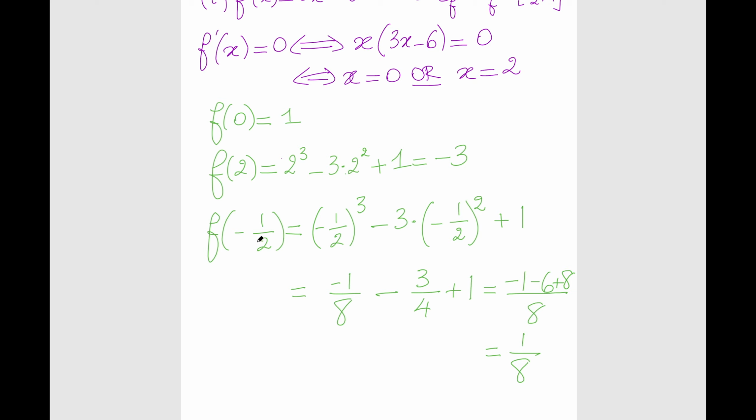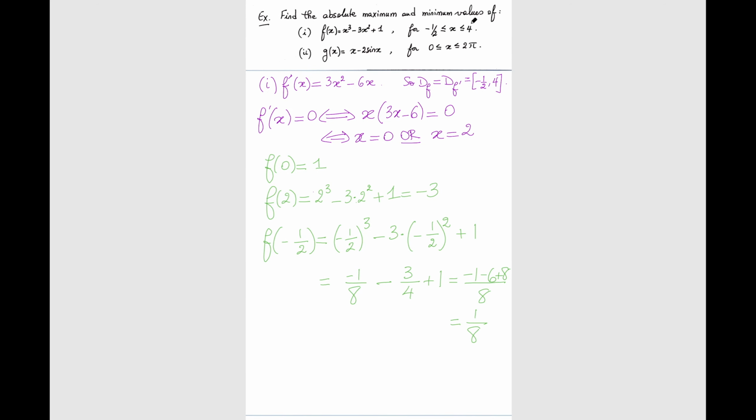So at negative 1/2, I'm not going to have a maximum because I didn't exceed the 1. And at negative 1/2, I'm not going to have a minimum because I didn't drop below minus 3. So the function at this point is attaining neither a maximum nor a minimum. Let's see at the upper bound 4 what's going to happen.